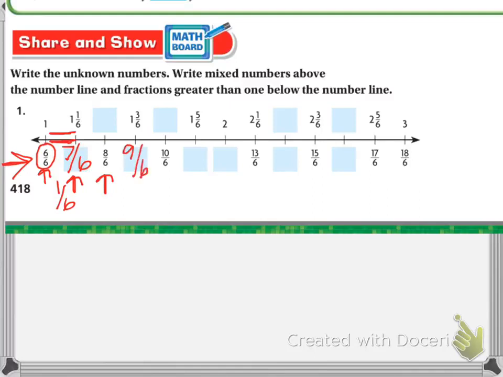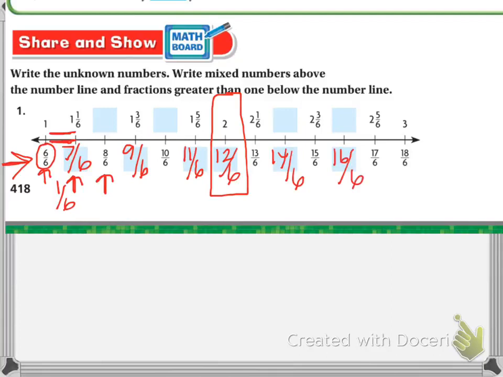10/6, 11/6, 12/6. Notice 12/6 is equivalent to 2 whole parts. 13/6, 14/6, 15/6. There's 16/6. So we've used our number line to complete the fraction part of this line.